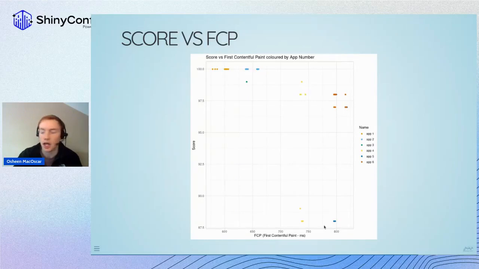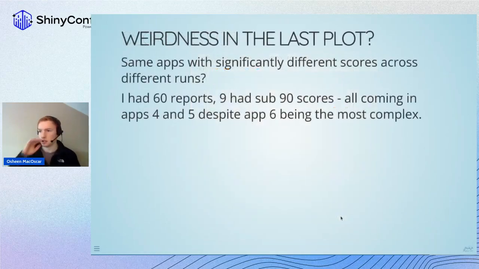But from this plot, I noticed a few outliers where the overall score is below 90 for the same app. And I thought that was strange, because why would the same app have a different overall score on different runs? And in fact, the most complex app, app 6, had no below 90 scores.